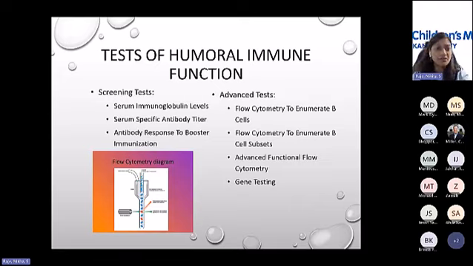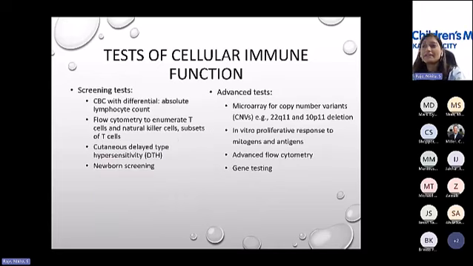And then this picture here just shows how the flow cytometry is done. I believe you guys will have or have already had a talk just on flow cytometry, so not going into details of that. Cellular immune function, the screening tests are the basic tests, cell counts.